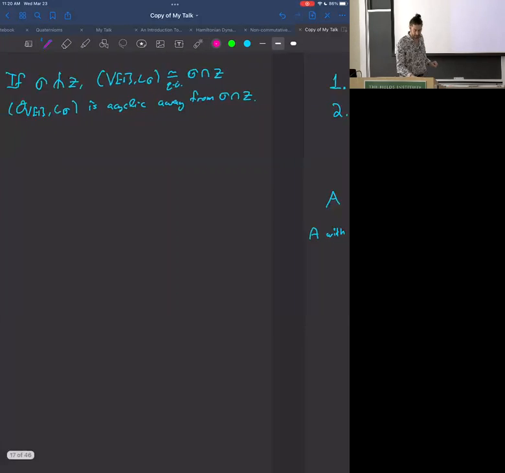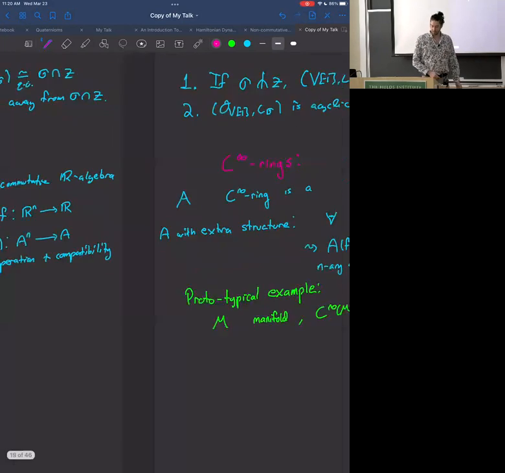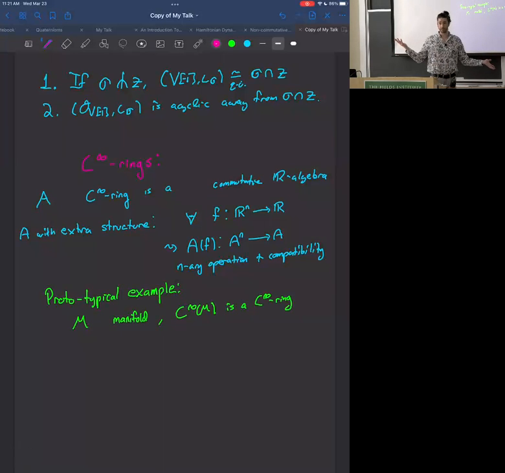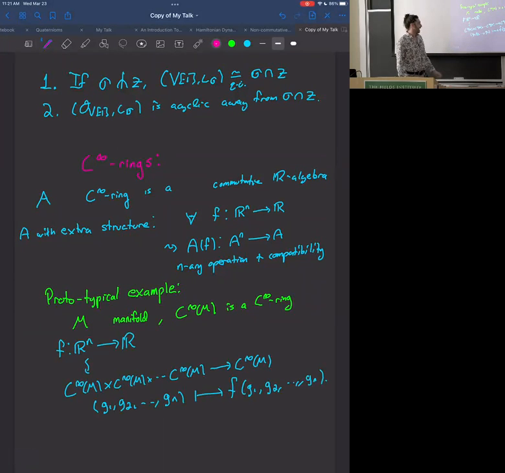What is a C-infinity ring? It's just a commutative R-algebra, but you have additional structure. Any time I have a smooth map, say from R^n to R, I get an n-ary operation on that ring, and they're compatible in a suitable way. I'll make that precise by representing it as a functor in a moment. So the prototypical example is just smooth functions on a manifold. If I have a smooth map from R^n to R, I can put my other smooth functions inside of that function, and I get a new one. So that's pretty easy. That's an n-ary operation.